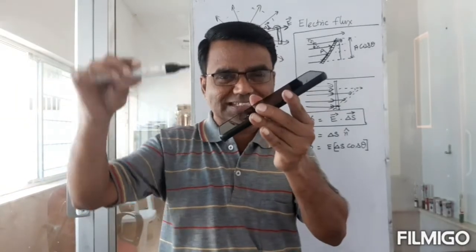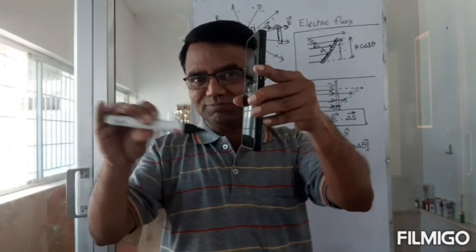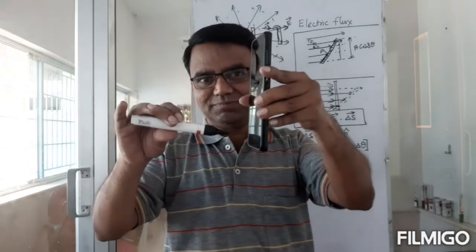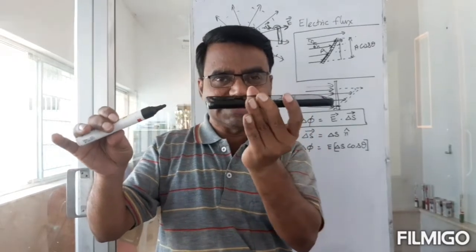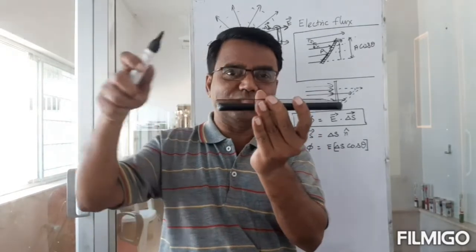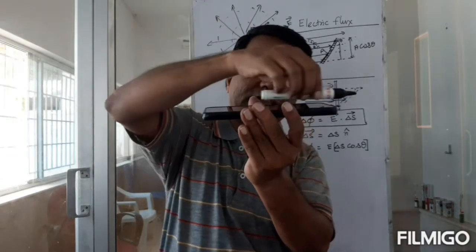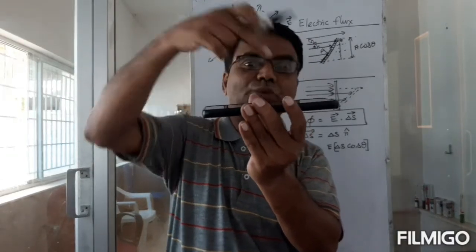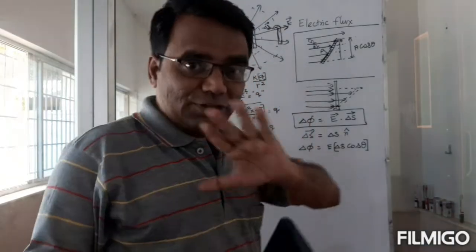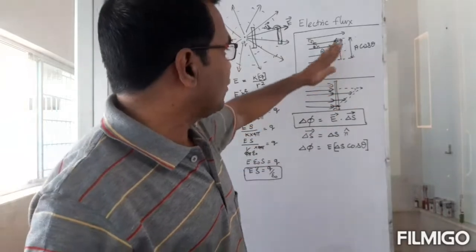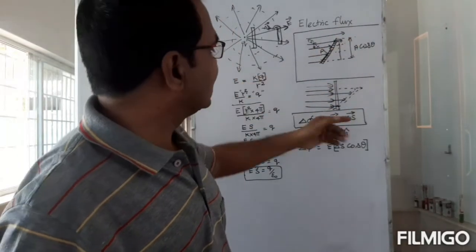But if I do it like this, some flux goes through it. And if I do it like this, a lot of flux goes through it. This is the maximum, and this is reducing. And the moment I bring it here, no flux goes through it. The flux just grazes over it, but not through it. Okay? So you understand that.